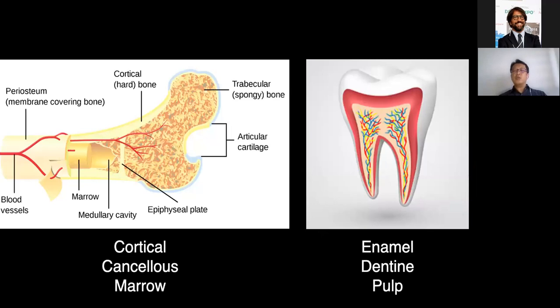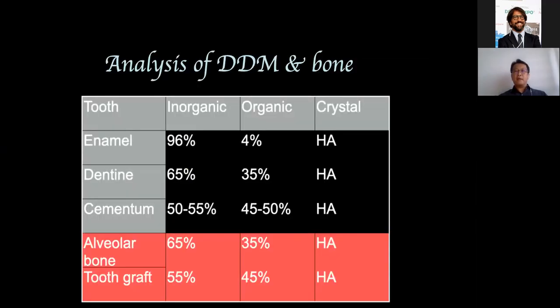If you look at the root itself, the whole tooth itself, in three parts, it's no different from the natural bone, right? And now if we look at the composition of the tooth graft and bone, you realize the close resemblance in terms of its inorganic and organic composition, and also the type.